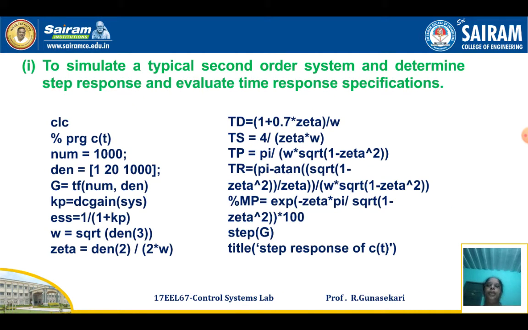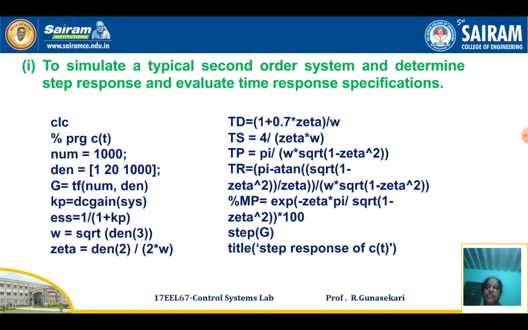Then the program. There are four parts here. First, we have to get the second-order step response and the time response specifications. On the left-hand side, the program first clears, then the program C of T means I want to get the step response of a second-order system. My equation is 1000 divided by s squared plus 20s plus 1000. So the numerator is 1000, and the denominator is [1, 20, 1000].